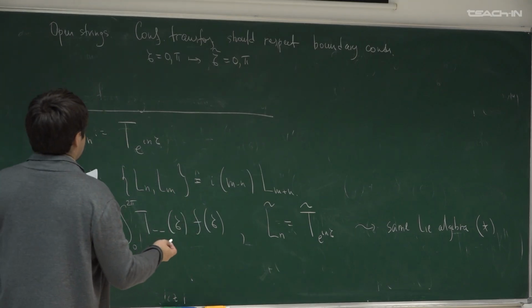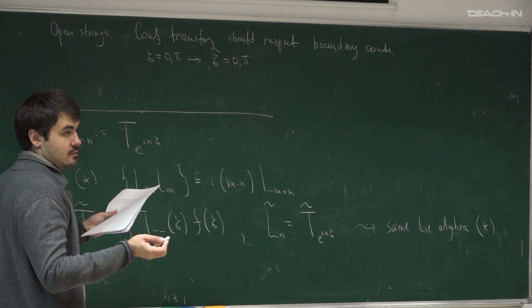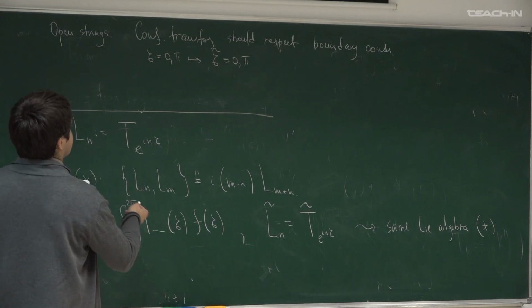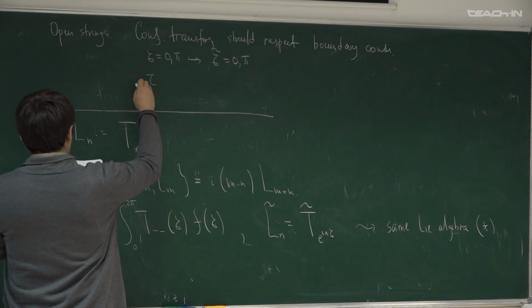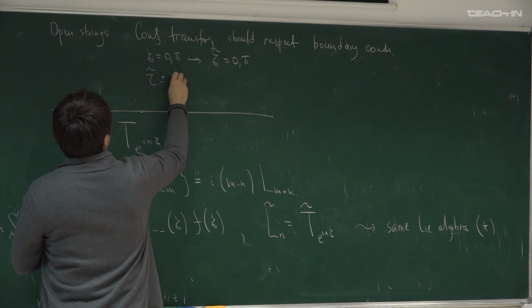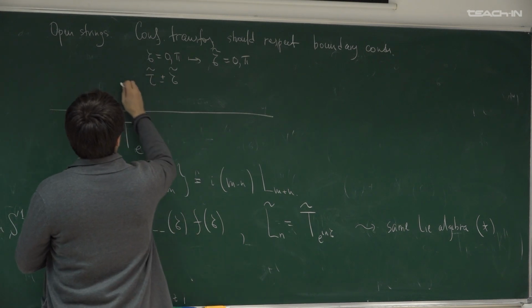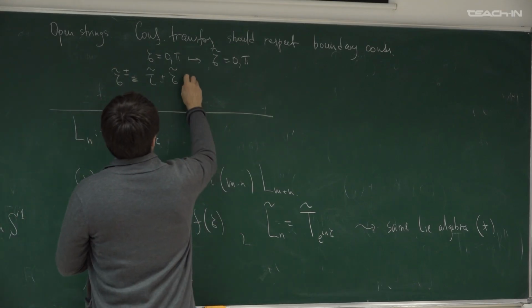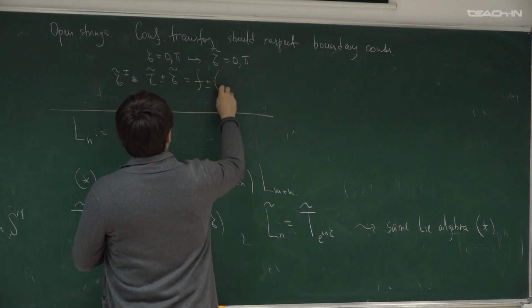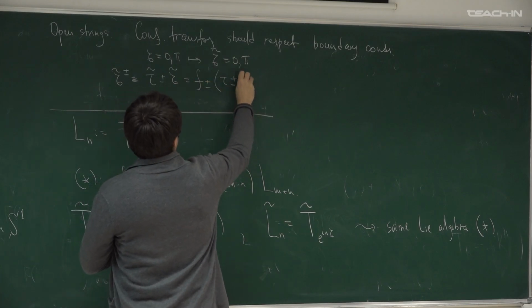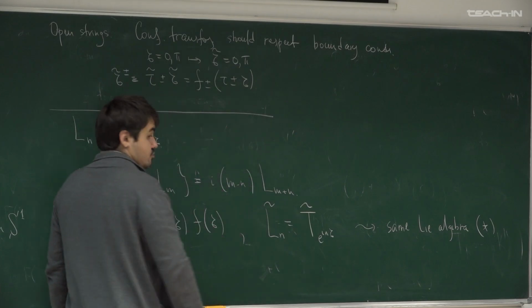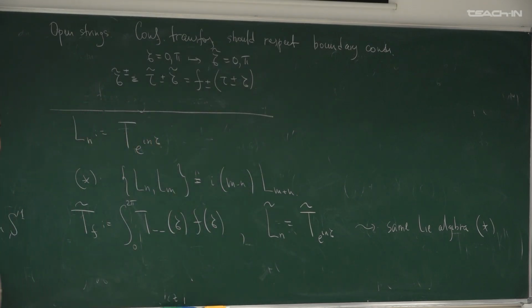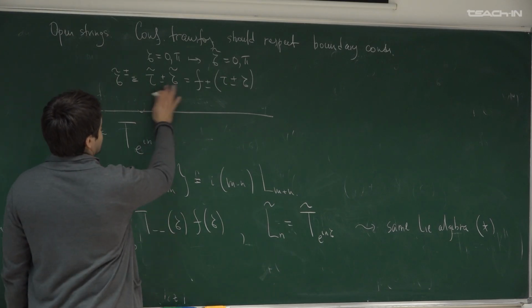And our map from sigma to sigma tilde can be rewritten as tau tilde plus minus sigma tilde. So this is sigma tilde plus minus is f plus minus of tau plus minus. That's the original transformation we had. So I now rename these functions as f plus and f minus, and I rewrite this in terms of tau and sigma.